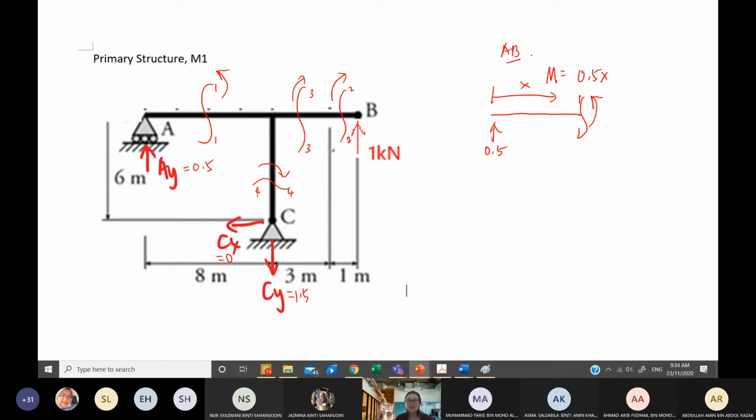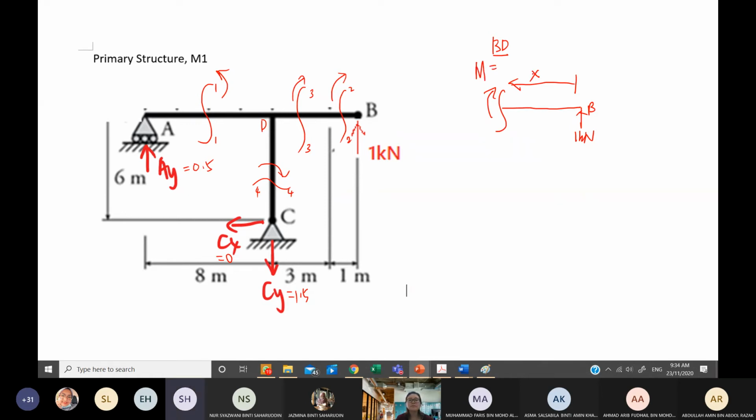Okay, so I'm going to move to section B upper, let's say BD. I'm going to start with cut section 2 for BD. Now I draw the free body diagram. This is B, and there is 1 kilonewton acting at B, and you have a cut section. This is your moments, and this is your X. So the moments will be equal to, class? X. Yes, thank you. So this is how you get your member BD, range from 0 to 1.